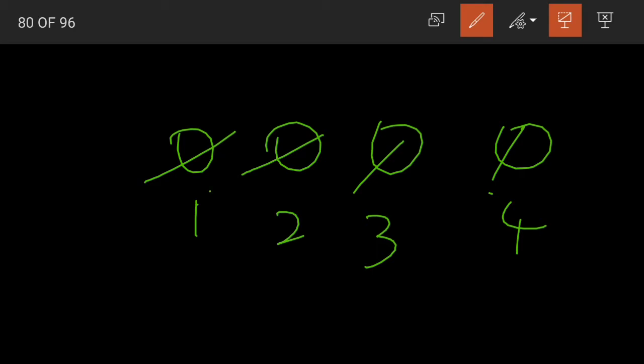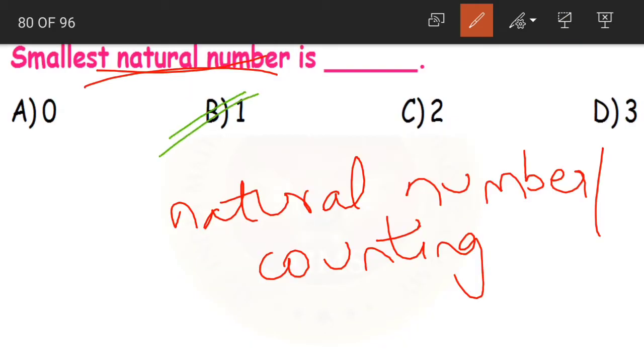Now from where did you start counting? From the number 1. So the natural numbers start from the number 1 and this becomes our smallest natural number. Now what about 0? Why can't 0 be the smallest natural number?